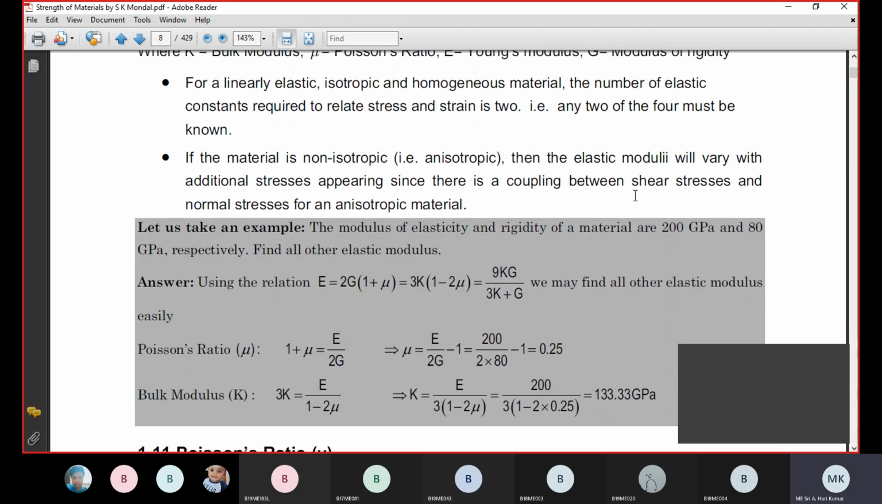But when you go to anisotropic materials, there is a relation. Coupling in the sense there is a relationship: if an additional stress is developed, that will also create additional shear stress. So when normal stress increases, shear stress will also increase, or may decrease. That's the kind of coupling.